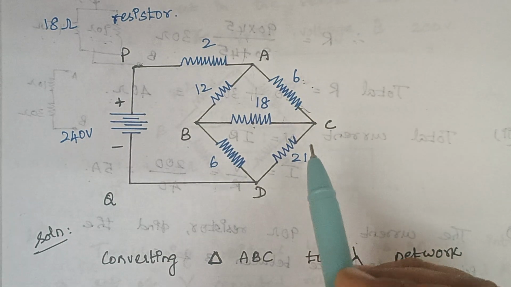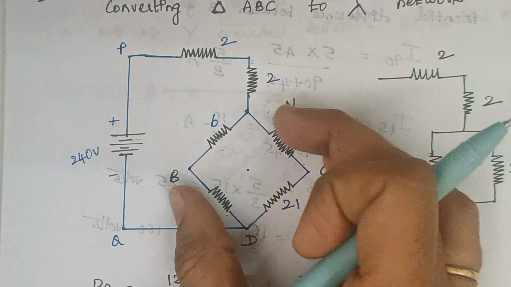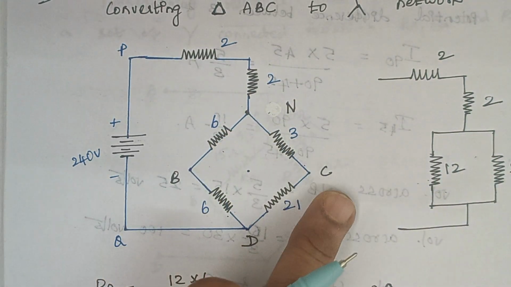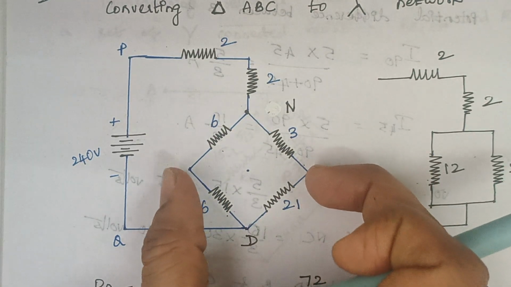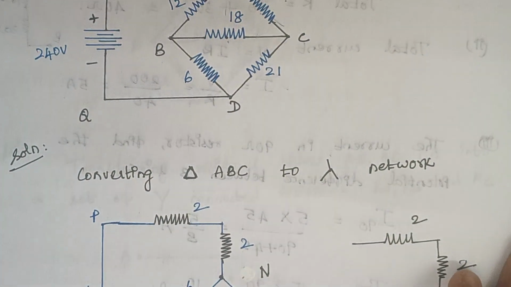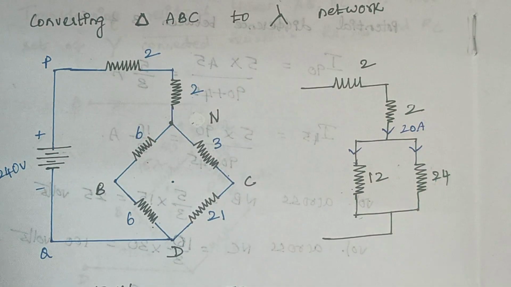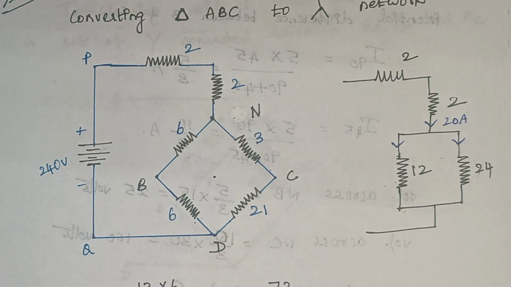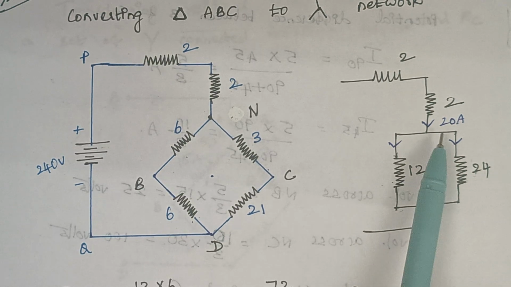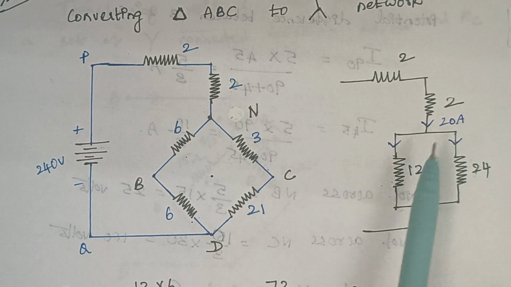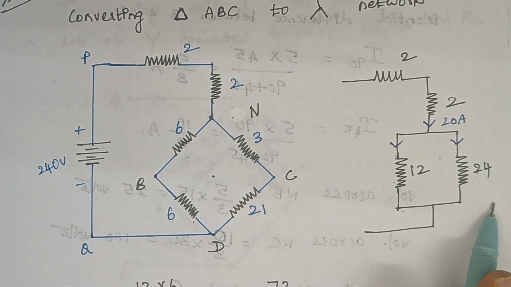For that purpose you have to consider this part. You have to calculate VB, you have to calculate VC, and when you subtract VB minus VC, that gives the voltage across this BC. Between B and C we have a resistance of 18 ohms. By the current division rule, we are going to calculate the current that flows through I12 as well as through this I24. How to calculate I12? Total current into the opposite resistance, so 20 into 24 divided by 12 plus 24.